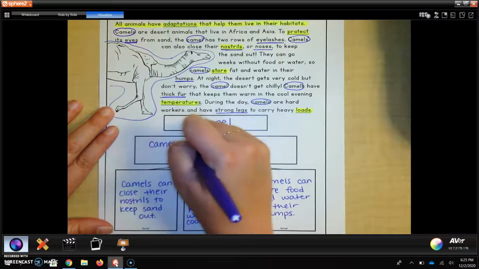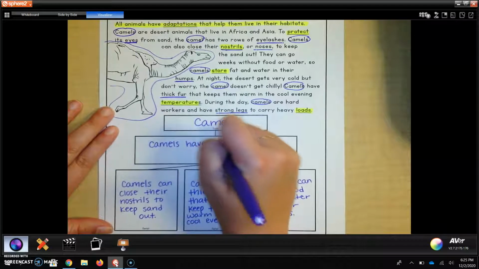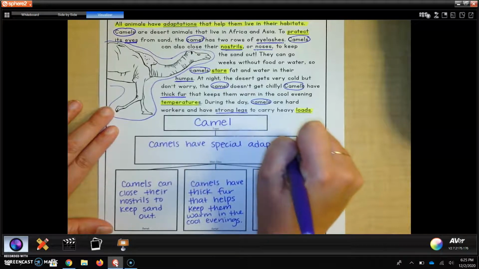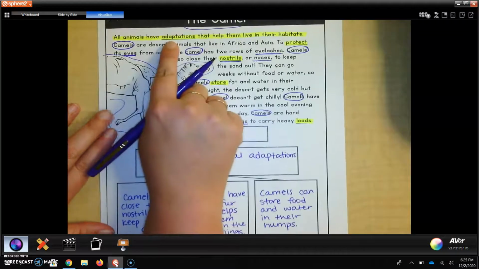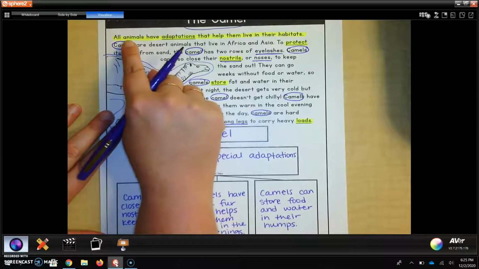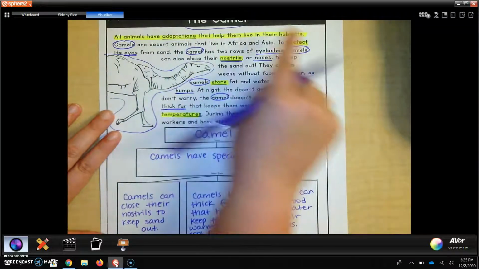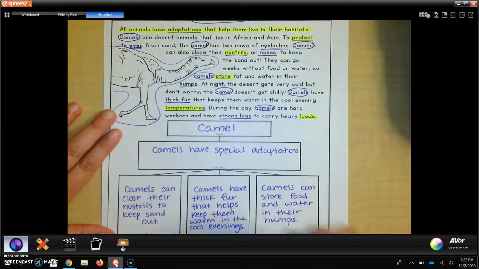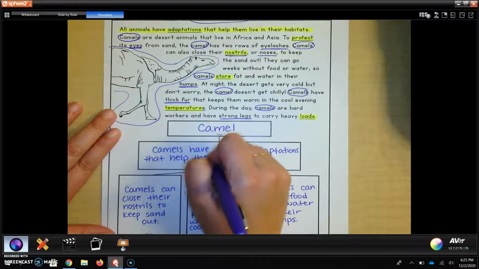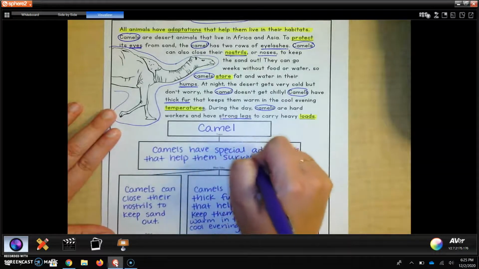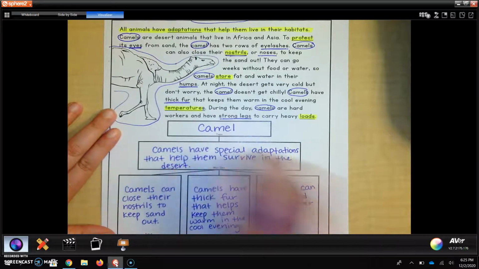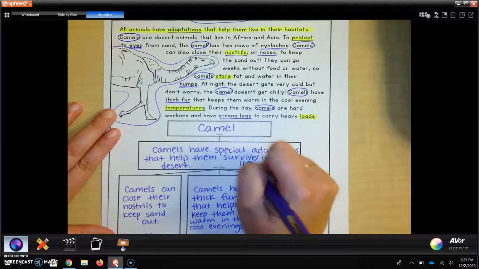Camels have special adaptations, and I want to use adaptations because that was an underlined word, and that was a great clue in my very first sentence. And a lot of times, not all the time, but sometimes your first sentence is very helpful for your main idea. Camels have special adaptations that help them survive in the desert. You could have said survive or that help them live in the desert.